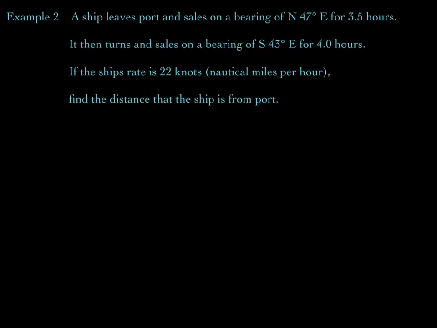All right, here we go. A ship leaves port and sails on a bearing of north 47 degrees east for 3.5 hours. It then turns and sails on a bearing of south 43 degrees east for 4.0 hours. If the ship's rate is 22 knots, which means nautical miles per hour, find the distance that the ship is from port. I think it's so crucial here to do our best to get an accurate picture. So let's do that.